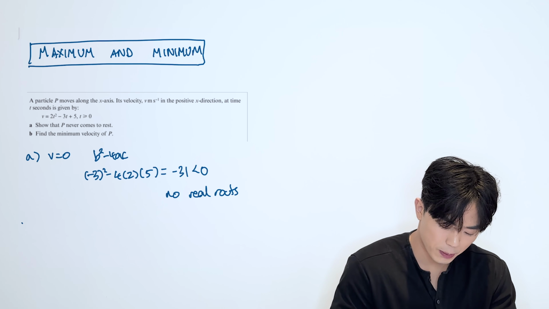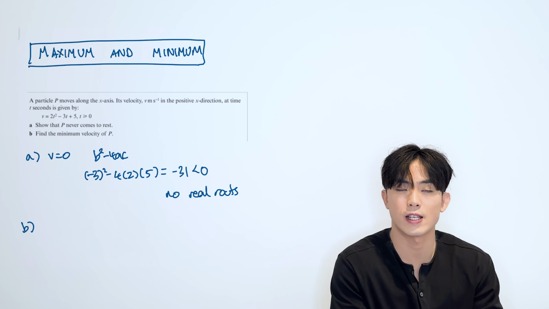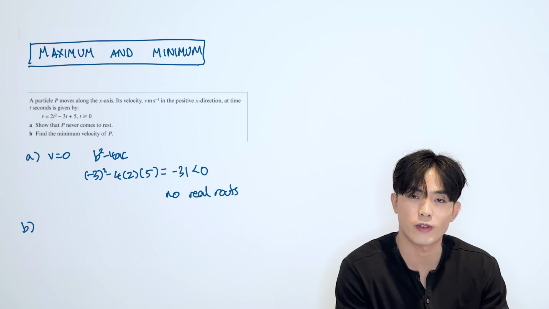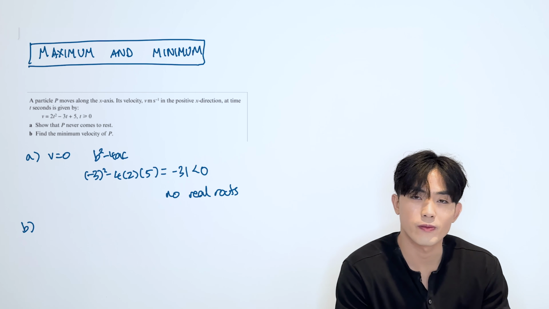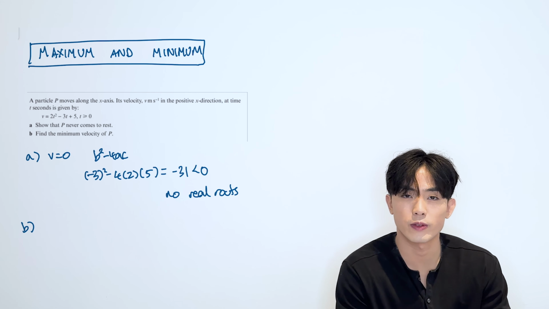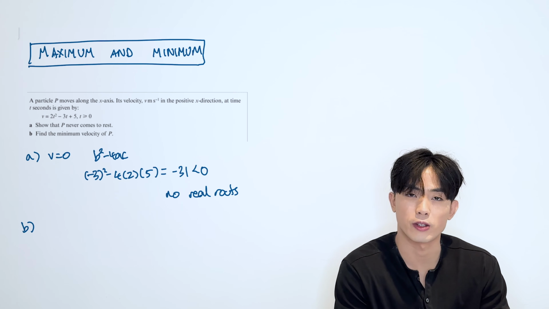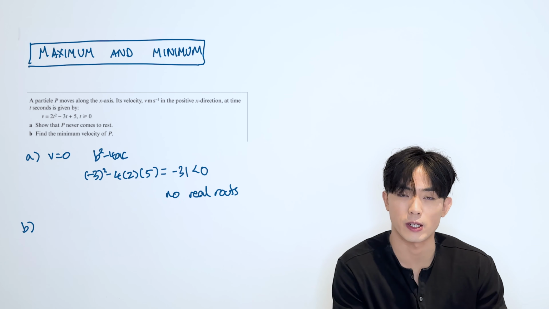B, find the minimum value velocity of P. So this is the case where we normally draw this graph and try and find the minimum v value, right? However, another way we can do it is, well, if it's a minimum value of v, it means that the derivative of the v is going to be equal to 0, i.e. the acceleration is going to be equal to 0.